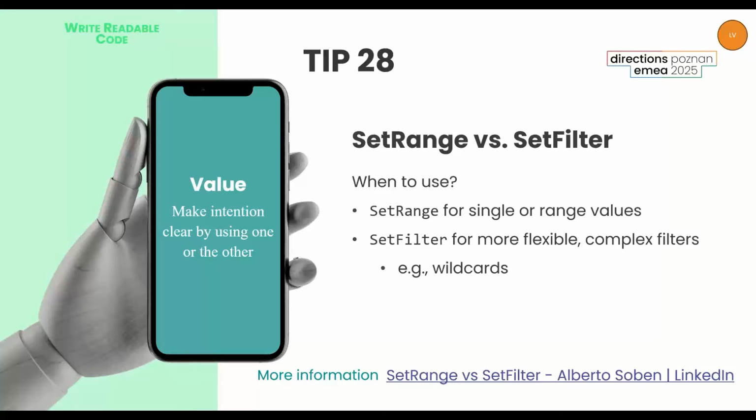When to use SetRange is when you're going to filter on a single value or a range of values. And don't use a SetFilter for that. Use the SetRange. That's very clear then. Use SetFilter for more complex, or you could even say flexible filters, like including wildcards. So by using SetRange or SetFilter, that's the value of this tip, make the intention clear by using the one or the other.